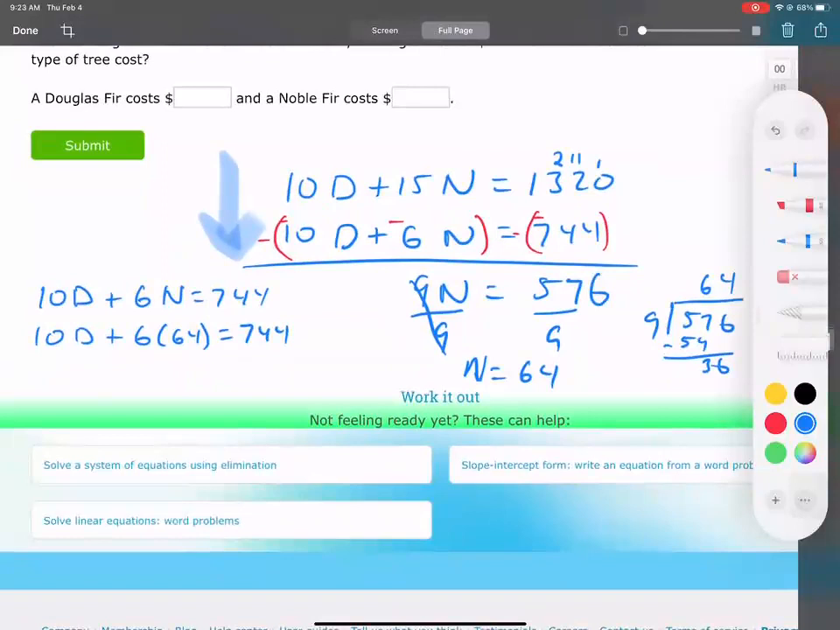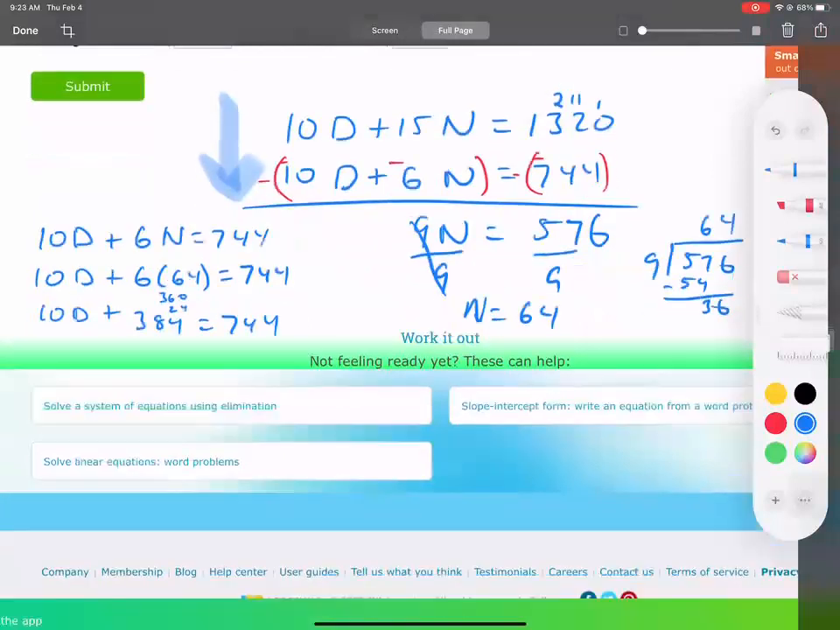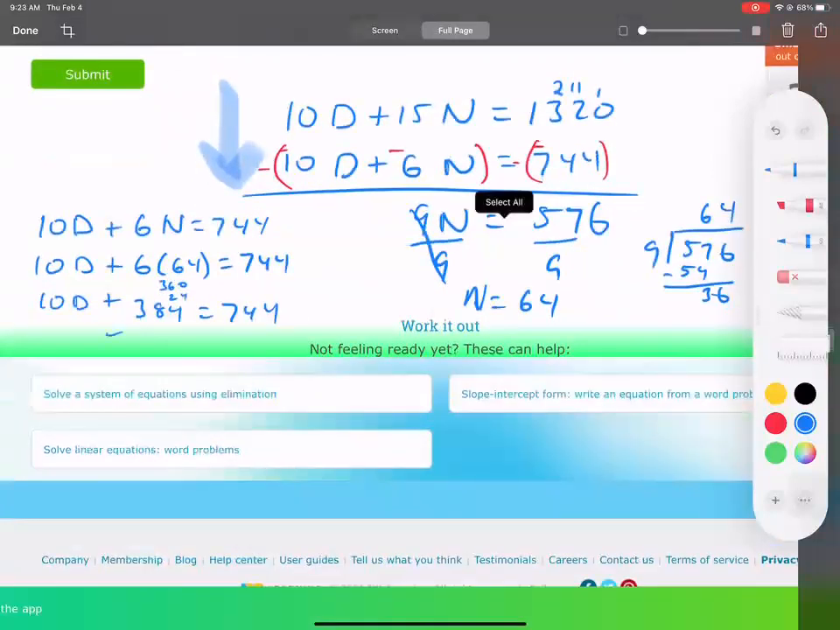Okay, let's multiply 6 by 64. That's 10D plus 6 times 64 is 360 plus 24 is 384 equals 744. You can use a calculator if you want to. I just said 6 times 60 is 360 and 6 times 4 is 24. And then let's finish this up. Minus 384, minus 384. Again, you can use a calculator for this.